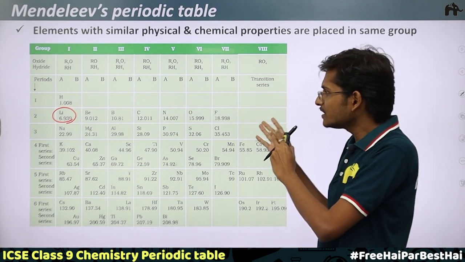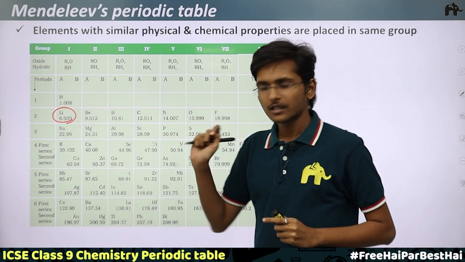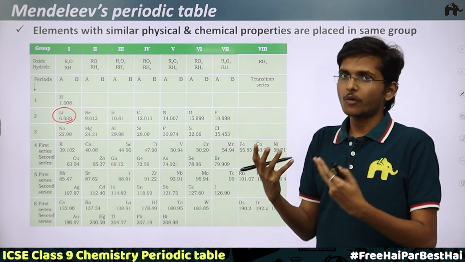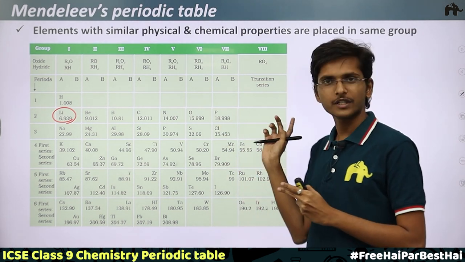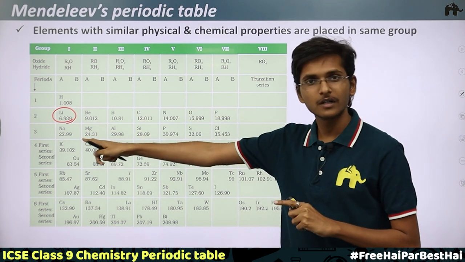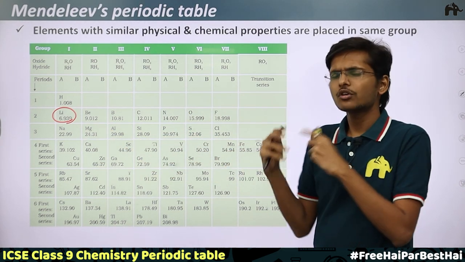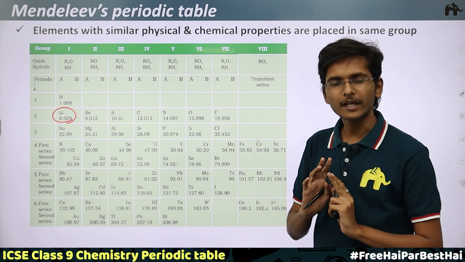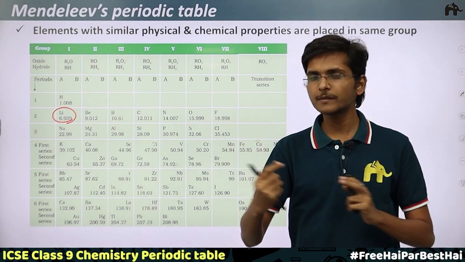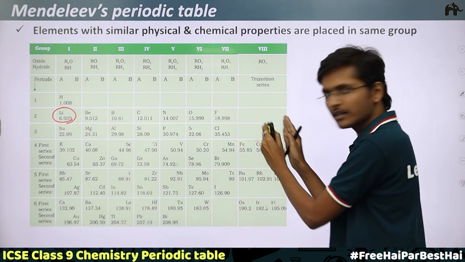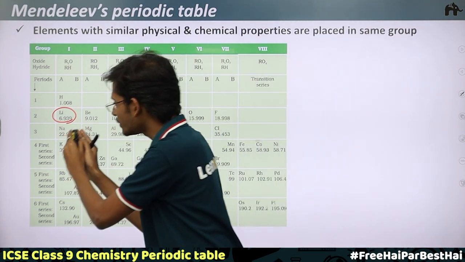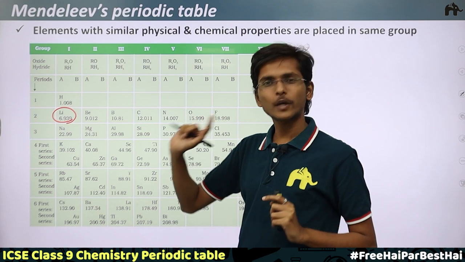But when he reached sodium, which is the next element having higher atomic weight than fluorine, he would have found that the properties of sodium match with lithium. So instead of placing sodium next to fluorine, he placed sodium below lithium.